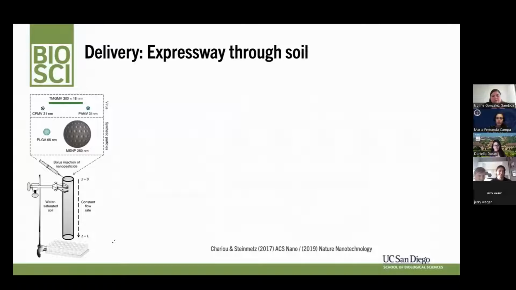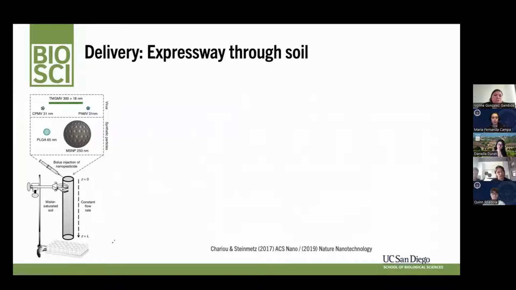So the first thing we wanted to check is soil mobility. We're talking about delivering the pesticide to different layers of the soil, because the nematode, the pest that we're trying to attack, is deep in the soil. So the first thing we have to check is if our particles are actually able to get there. And we're trying to find an array or a library of nanoparticles in order to get them there.